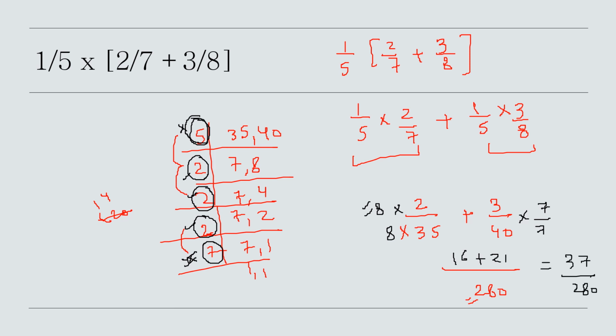You know 37 is a prime number, it does not have more than 2 factors. So I'll leave my answer in this form only without simplifying it further because it cannot be simplified. I'm hoping that you got this. Let's move on to the next part.